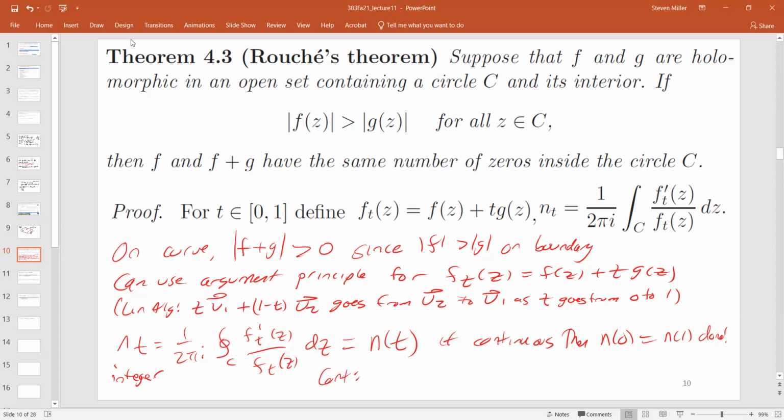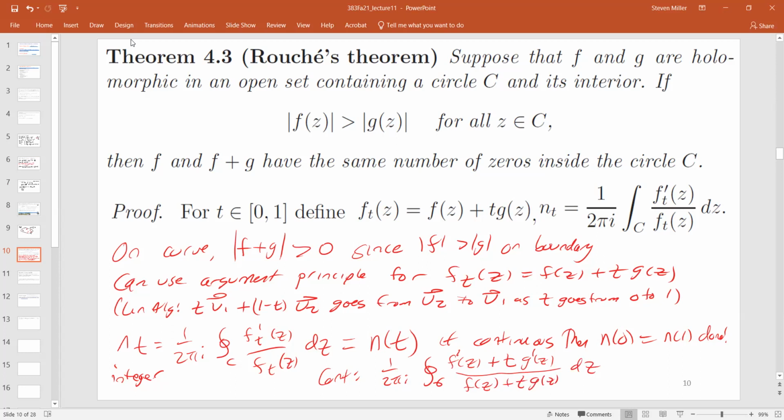So continuous, it's 1 over 2 pi i, the integral over our curve of f of z plus t g of z, prime, over f of z plus t g of z dz. And on the curve, we know that f of z plus t g of z is never 0. So the integrand is a nice function. So we're integrating a continuous function on a fixed curve of finite length.